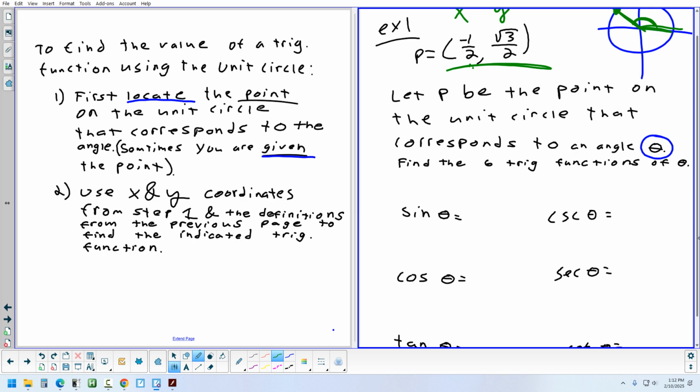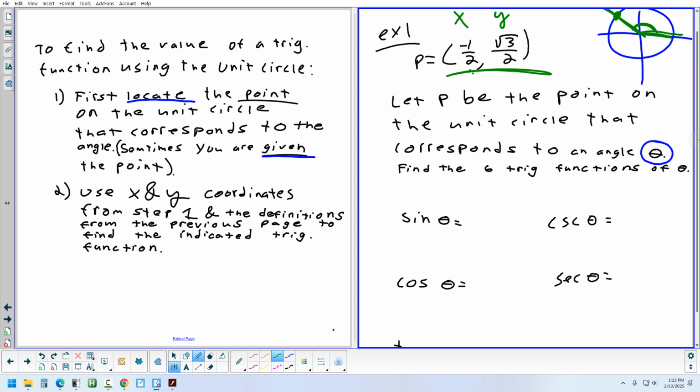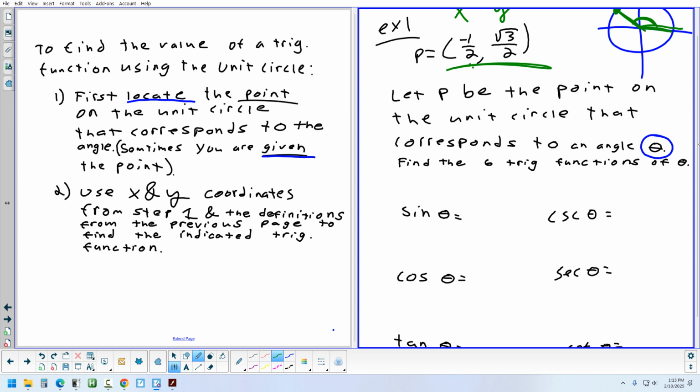Two pages ago, what did we say, Alejandro? What's the definition of sine? Sine equals y. Yep. What's your y value in this case? Square root 3/2. Yep, that's how you write your answer. Sine and cosine are the easiest two because you don't have to flip anything, you don't have to divide anything. It's just part of the coordinate.